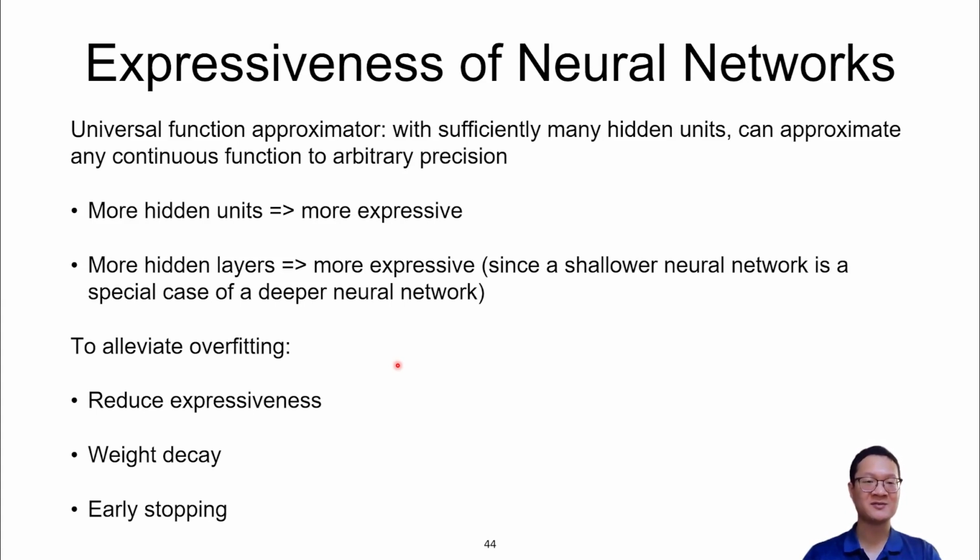So with so many parameters, very often we need to watch out for overfitting, and the simplest way is to reduce the expressiveness. So use fewer hidden units, fewer hidden layers. We can also use some of the previous techniques we talked about, such as weight decay and early stopping.